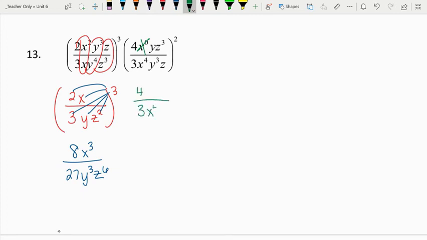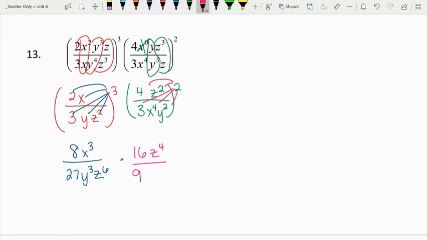X to the fourth can stay in the denominator. If you simplify the y's, you'd have y squared in the denominator. And for our z's, we'd have z squared in the numerator. Now we need to take our squared and distribute it to all. 4 squared is 16. Z to the fourth. 3 squared is 9. X to the eighth. Y to the fourth. Now it's time for one big fraction.